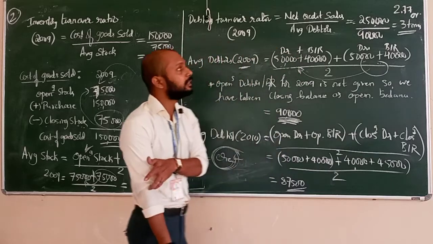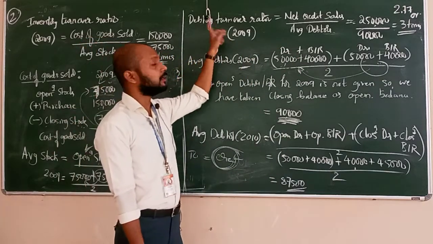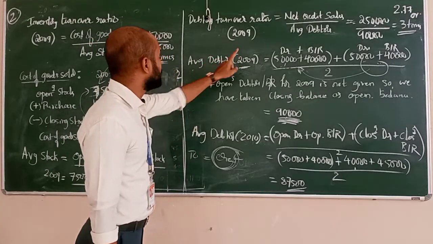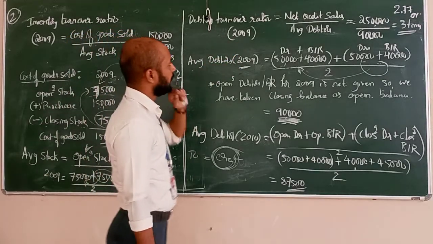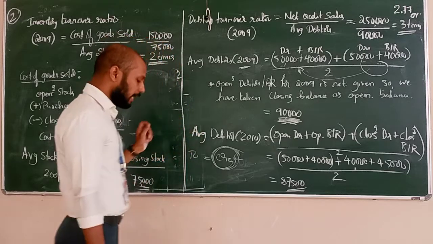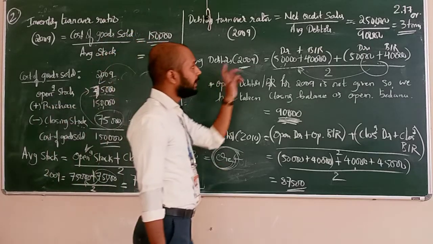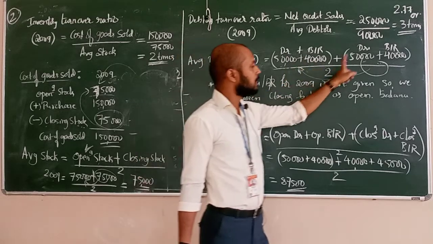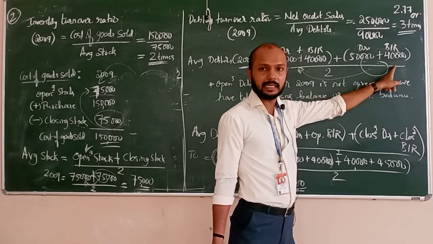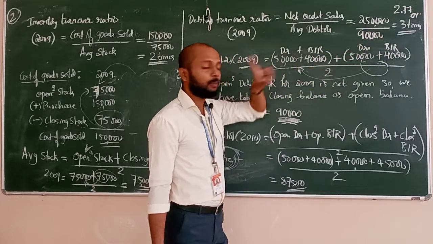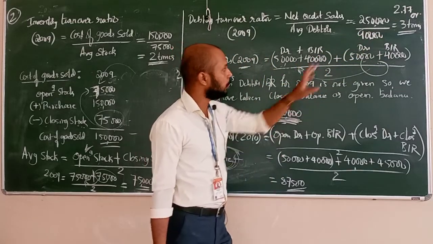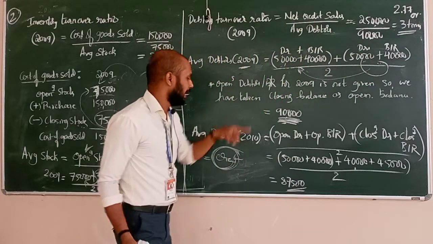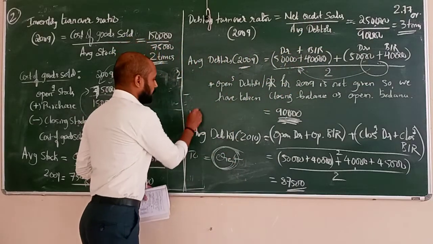You have to round the figure to 3 times. Whenever you calculate turnover, it has to be in number of times. So this is about the average debtors turnover ratio. For that you have to calculate average debtors. Average debtors formula is opening debtors plus opening bills receivable plus closing debtors plus closing bills receivable, divided by 2. For the first year, you have to remember that the closing balance itself is taken as the opening balance only for the first year. Next year I have calculated for your reference.